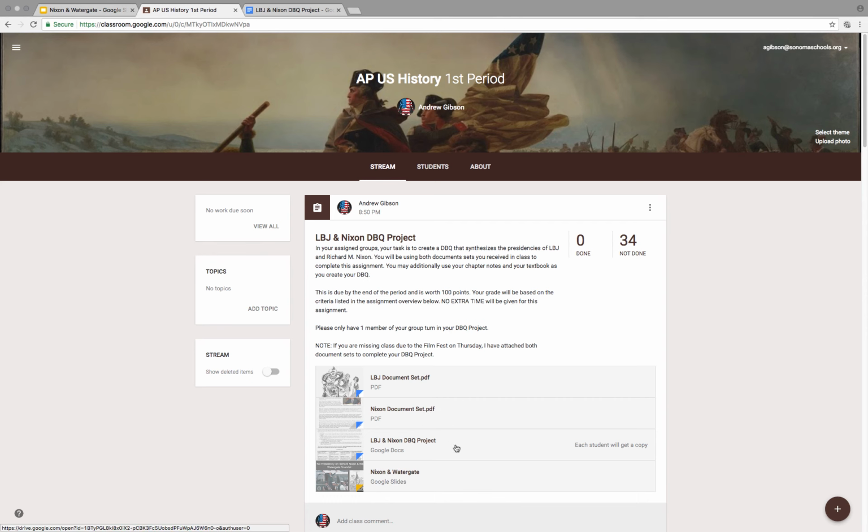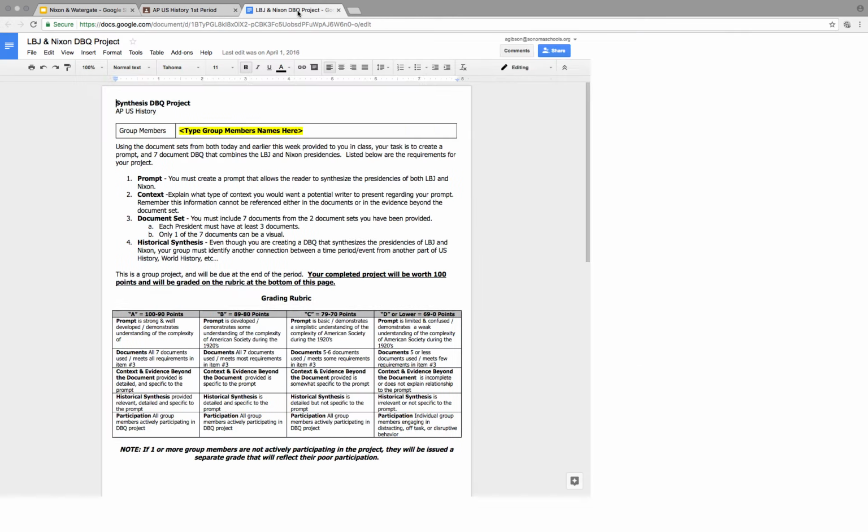In terms of the project itself, what are you going to be doing? Everybody's been given a copy of this assignment. There it is. You only need one member of your group to turn it in when it's all said and done. Make sure you get as far as you can in this project, basically by the end of the period. We really don't have time to give an extension on this, so try and get as much done as you can. I think it'll be at least doable.